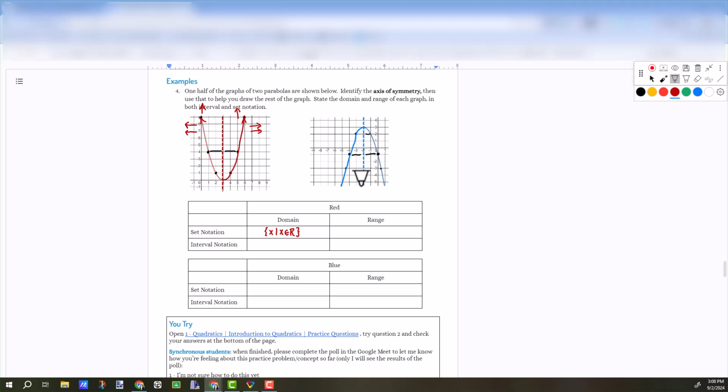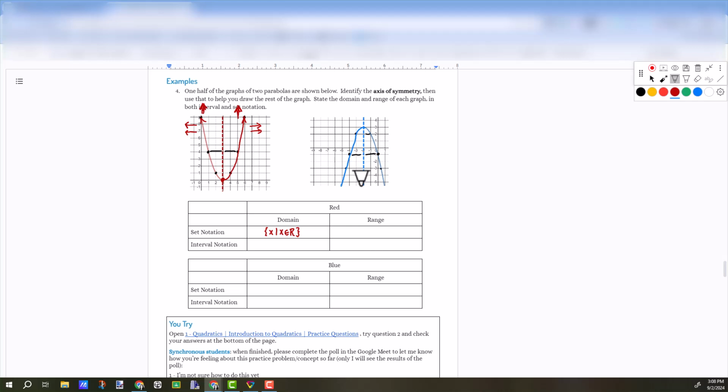Now, what about the range? What is the lower limit of the range? Well, because this is opening up, the range has a minimum value of 0. But like I said here, it continues to go up and grow in that direction. So it goes to positive infinity.